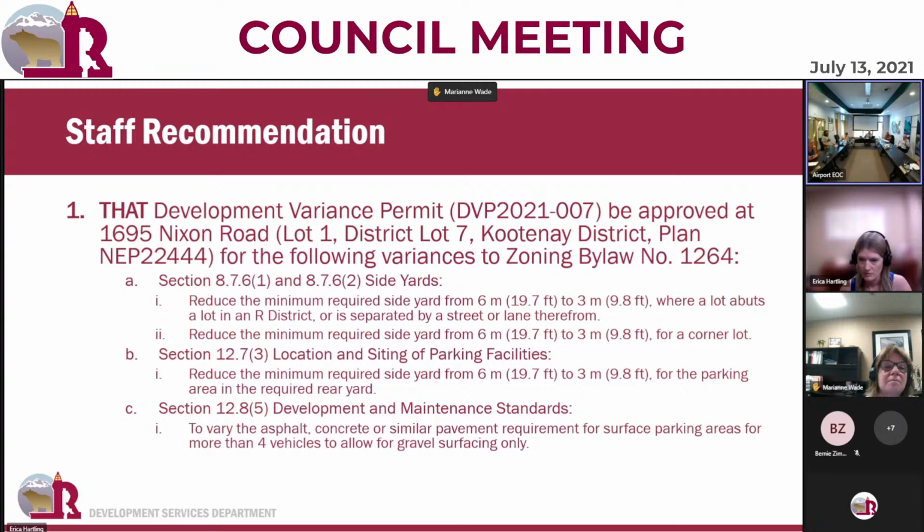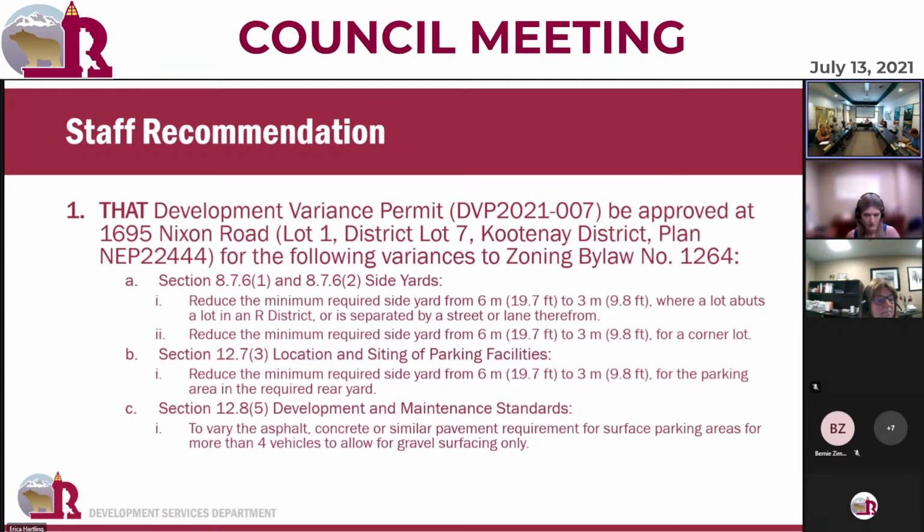Thank you for the comments, and I guess there's different perspectives. When I look at the resolution that's in front of us, section 1C, to vary the asphalt, concrete, or similar pavement requirement for surface parking areas for more than 4 vehicles to allow for gravel surfacing only, I would like to stick with the amendment to add to C, with the exception of the handicap or accessibility parking spots that must have a hard surface to the building entrance. And the reason for it, so that's the motion. I'll speak to the motion after. Okay, is there a seconder for that motion?